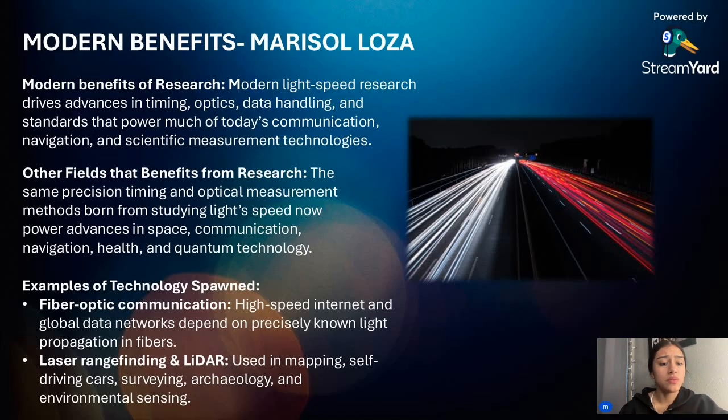Examples of technology spawned is fiber optic communication. High-speed internet and global data networks depend on precisely known light propagation in fibers. Laser rangefinding and LIDAR are used in mapping, self-driving cars, surveying, and environmental sensing.